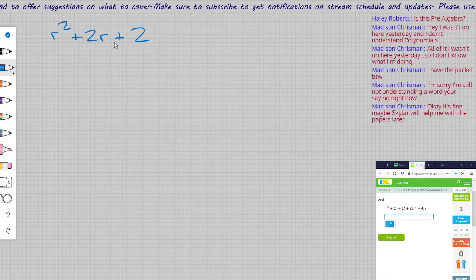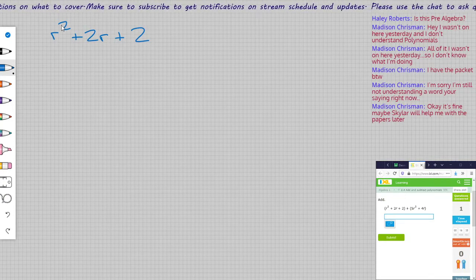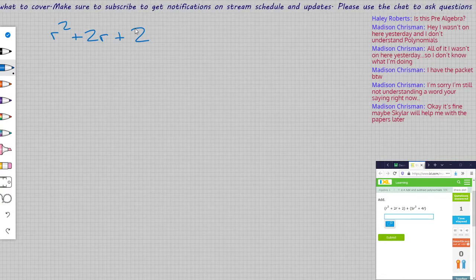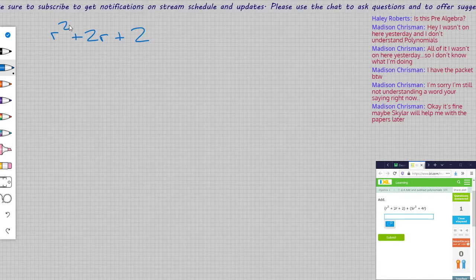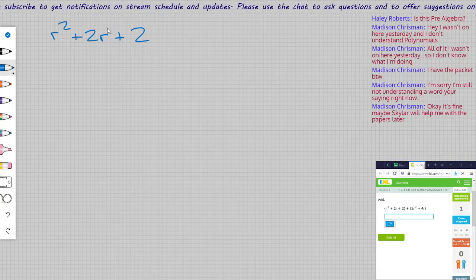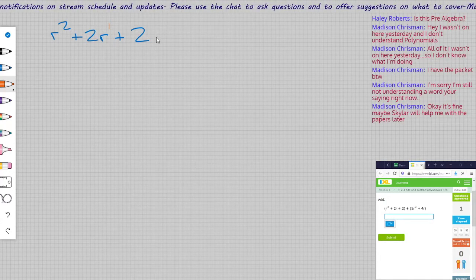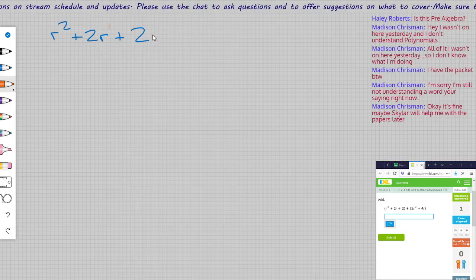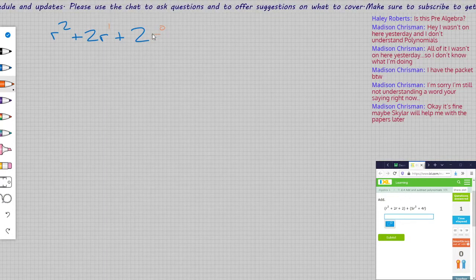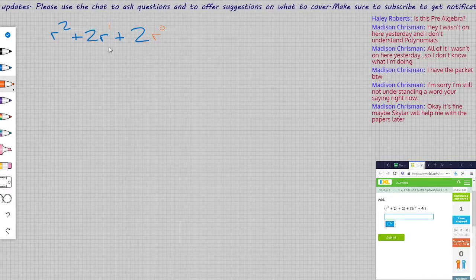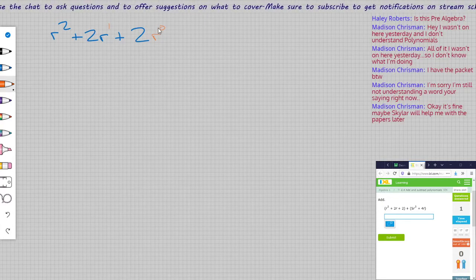If I'm looking at this first polynomial, the important thing is that we need our degrees to be from greatest to least. So again, the degree is the exponent value. So this would be a degree of 2, degree of 1, and this would be a degree of 0 because this is 2 times r to the 0, which is 2 times 1. That's why it's a degree of 0. But we don't write r to the 0 because anything times 1 is just itself. So I'm going to erase that, okay?